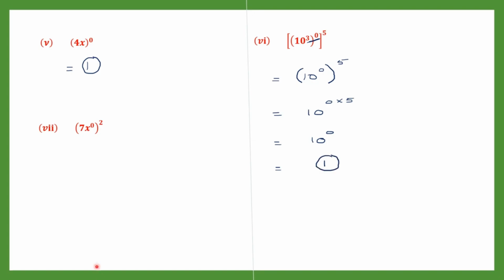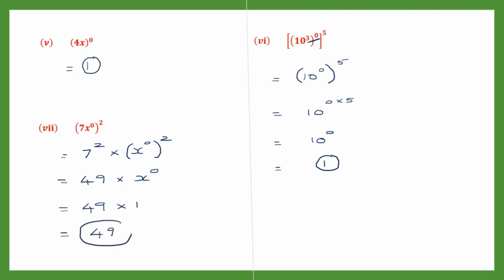Question 7. So here we have 7x to the power of 0, the whole thing raised to the power of 2. So that means 7 is raised to the power of 2, and x, which is raised to the power of 0, is now raised to the power of 2. So this is 7 raised to the power of 2 into x, which is raised to the power of 0, is again raised to the power of 2. So 7 sevens are 49 into x to the power of 0 into 2 is 0. So this is 49 into 1. 49 into 1 is 49. So this is our answer.